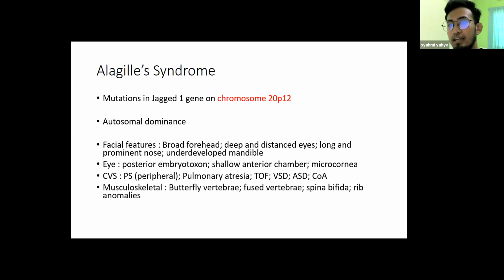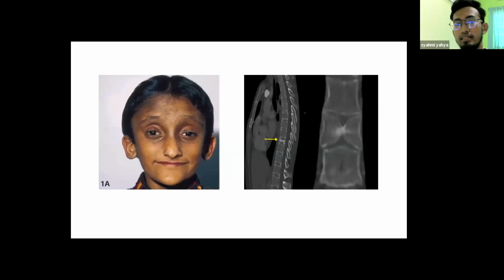For musculoskeletal, the patient will have butterfly vertebrae when we do a CT scan, and we can see a few vertebrae, maybe spina bifida, and also rib anomalies. And also the patient will have bile duct paucity. So this is the cause of the jaundice. So this is the patient with Alagille syndrome: the large forehead, distant eyes, and also sharp chin. And from this image at left, we can see the anterior posterior and lateral view, the shape of the spine is actually butterfly shape.